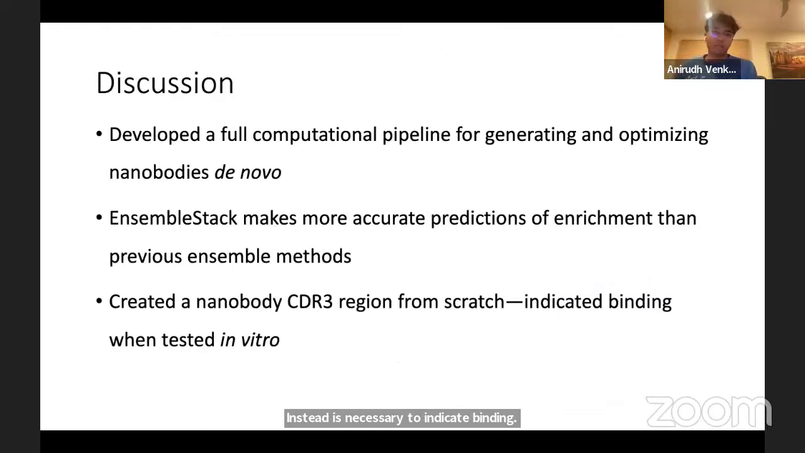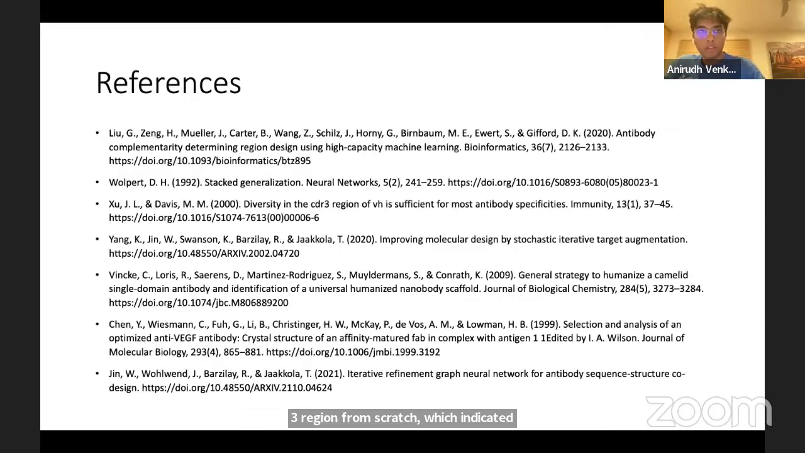Yeah, so synthesizing the whole thing, this entire project developed a full computational pipeline for both generating and optimizing nanobodies from scratch, creating novel nanobodies. It makes more accurate predictions of enrichment than previous ensemble methods using this interpreter neural network. And it created an antibody CDR3 region from scratch, which indicated binding when tested in the lab. And here are my references. So, yeah.